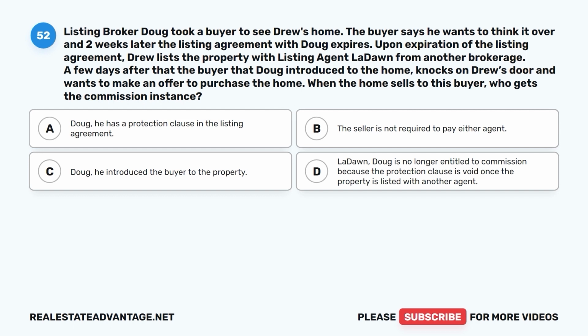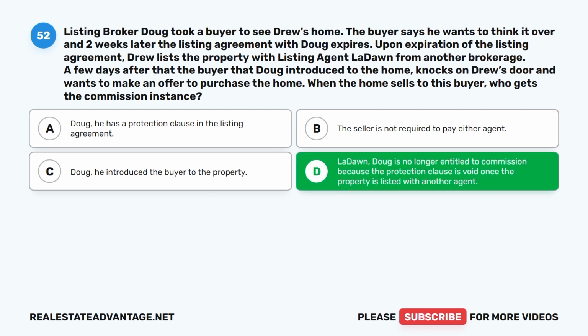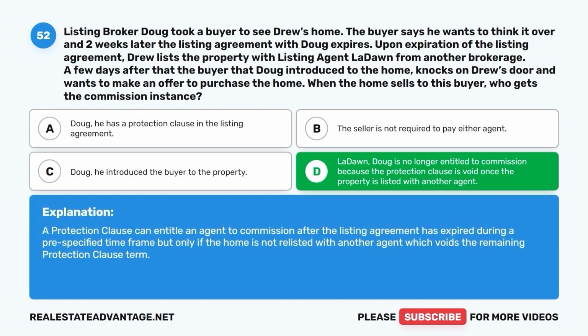A. Doug. He has a protection clause in the listing agreement. B. The seller is not required to pay either agent. C. Doug, he introduced the buyer to the property. D. LaDawn, Doug is no longer entitled to commission because the protection clause is void once the property is listed with another agent. The correct answer is D. A protection clause can entitle an agent to commission after the listing agreement has expired during a pre-specified time frame, but only if the home is not relisted with another agent, which voids the remaining protection clause term.